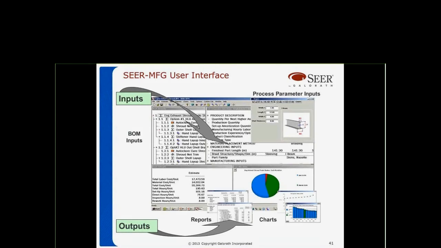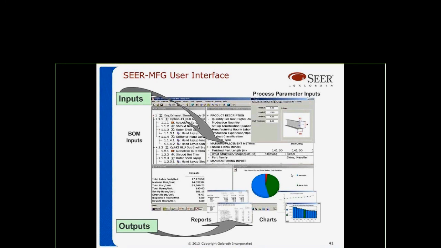The model itself is like, if you've used any of our other models, the user interface is the same. It's a 4-window affair. The top 2 are input windows. This is your work elements, WBS, bill of material. These are the parameters that you would put in to give you the estimate. We call this the parameter view. And then down at the bottom, you have outputs. You have reports on the left and charts on the right.